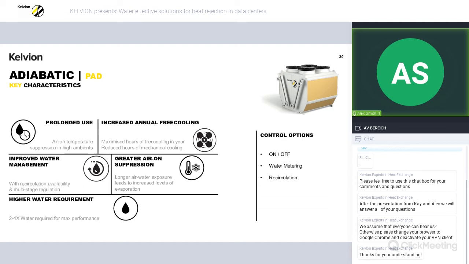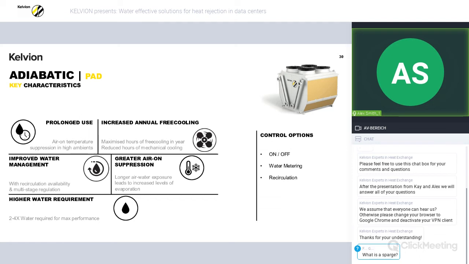Pad systems. As I mentioned previously, pad systems are primarily intended for situations where prolonged use is required. This is due to their design being more friendly towards water management and their improved impact on coil life. The greater surface area between the air and water offered by a pad system brings larger air temperature reductions, as more evaporation is able to occur.